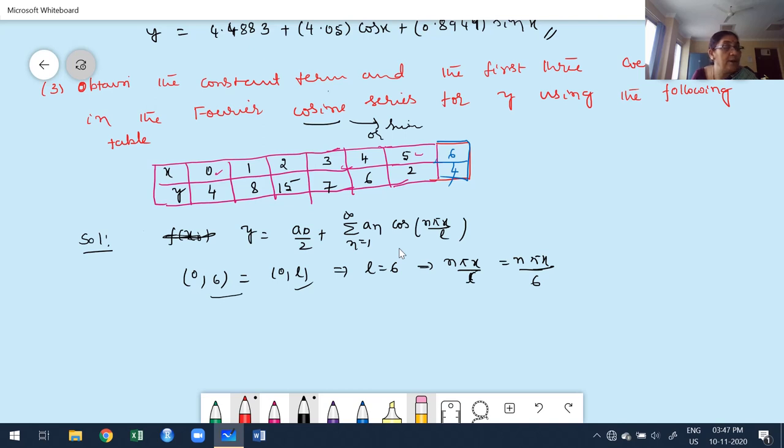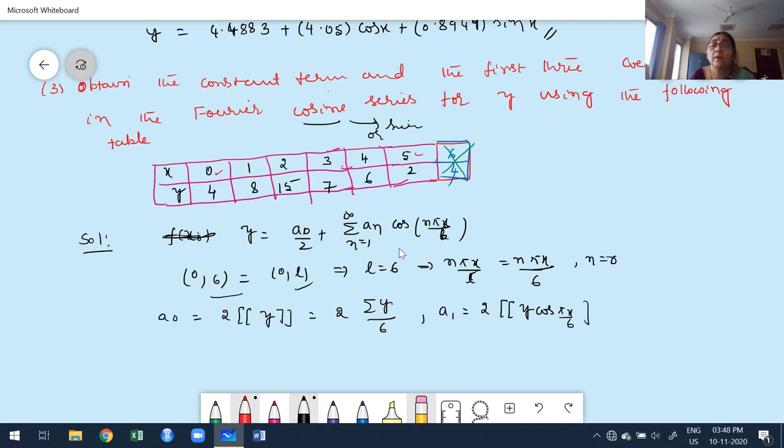Next, write the formula for a naught. a naught is twice the average of y, which is 2 into the summation of y divided by 6, because the number of values n is equal to 6. Once you have taken the value of L, we neglect the last value, and then you count 1, 2, 3, 4, 5, 6. Okay, fine. What's the next formula, for a1? It is twice the mean of y into cos of n pi x by L with n equal to 1, here pi x by 6. That is 2 into the sigma, for i ranging from 1 to 6, of y cos of pi x by 6, whole divided by 6.